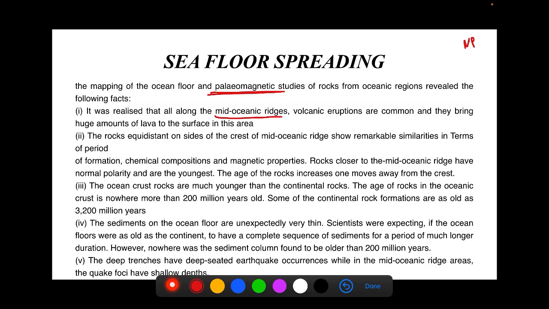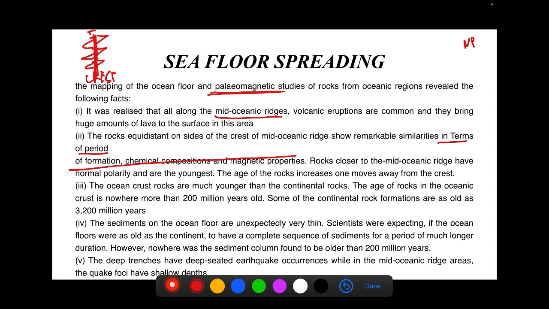The rocks equidistant on the sides of the crest of the mid-oceanic ridge show remarkable similarity in terms of period of formation, chemical composition, and magnetic properties. So whenever we're talking about this, this is the common crest which is common to all the mountain ranges.